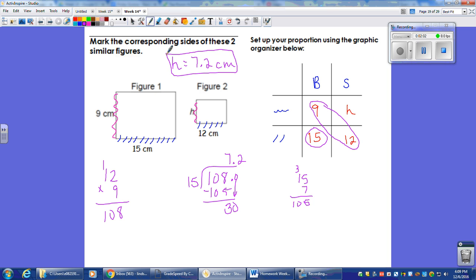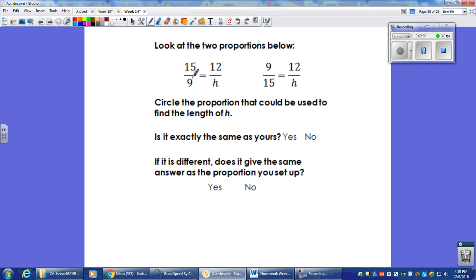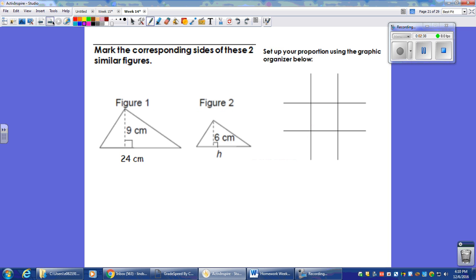Okay, now when we look at this, we had 9 over 15 and H over 12, so we multiplied the 9 and the 12. If I look here, I multiply the 9 and the 12, and I divide it by 15. So this one would technically also give me the answer for H. If I look here, I did not multiply the 15 times the 12 or divide by 9, so this one is a little bit different than ours, so it doesn't look the exact same as ours. And if it is different, will it give us the same answer? Yes, because we're still multiplying 9 times 12 and dividing by 15, so it will give us the same answer.